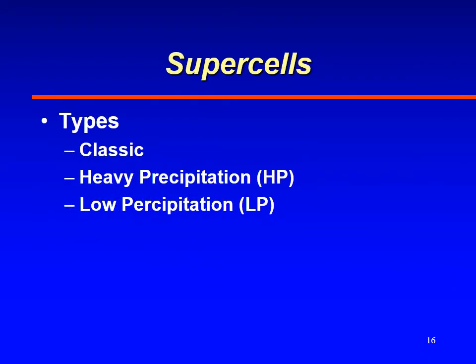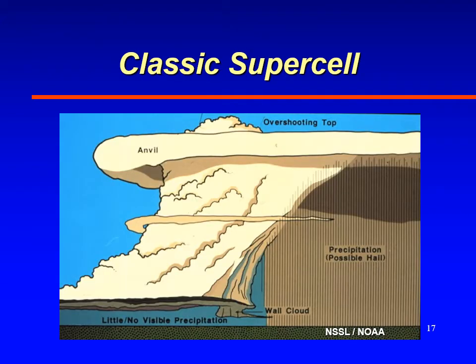Supercells can be further classified into the classic, the HP, and the LP, low precipitation and heavy precipitation. And as the name implies, heavy precipitation means it has more precip, and low precipitation means it has less precip. So here's an artist version of the classic supercell showing the overshooting top and the anvil, precipitation out ahead of the storm, perhaps hail closer to the storm.